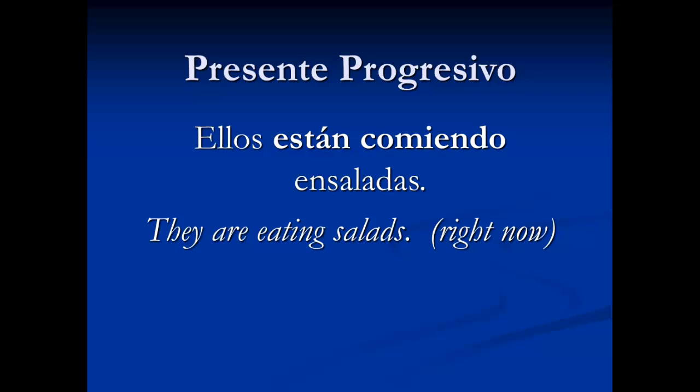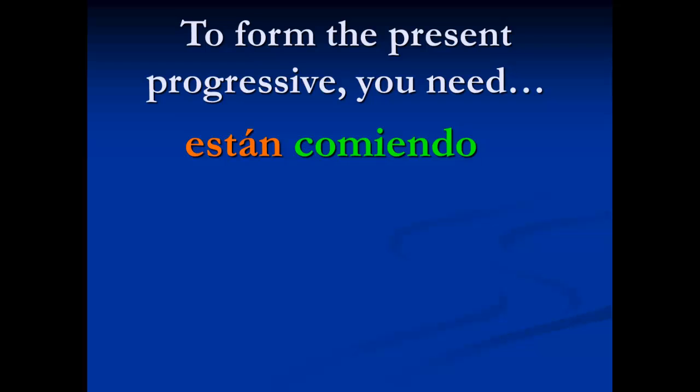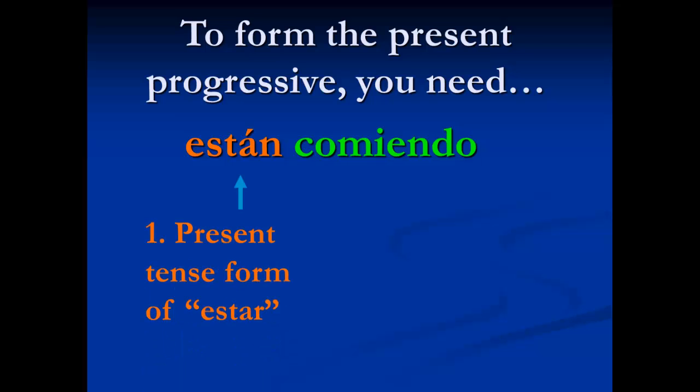Now present progressive, we could say something to the effect of ellos están comiendo ensaladas. That means they're eating salads at this moment. So it's happening right now. So to form the present progressive, you see that you need two things. The first thing you need is a present tense form of the verb estar. So you'll need estoy, estás, está, estamos, estáis, están. Then you need the present participle. So this is the ando, yendo form of your verb.